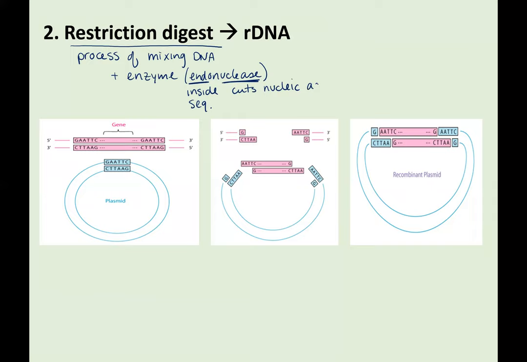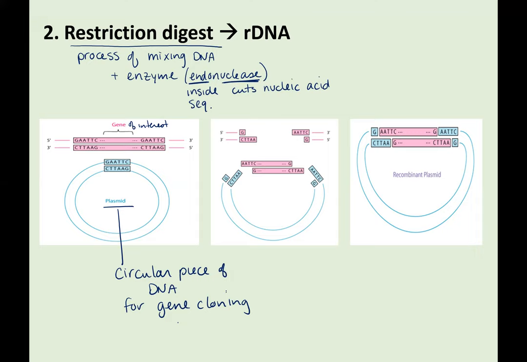So what this is trying to show you is you do a restriction digest, and here's the gene of interest, and here's something called a plasmid. We're going to talk about what a plasmid is in a minute, but just what I want you to see is it's a circular piece of DNA. It's used for gene cloning. So this is something you can buy from a biotech company, create your own, and we'll talk about some of the other characteristics of a plasmid.